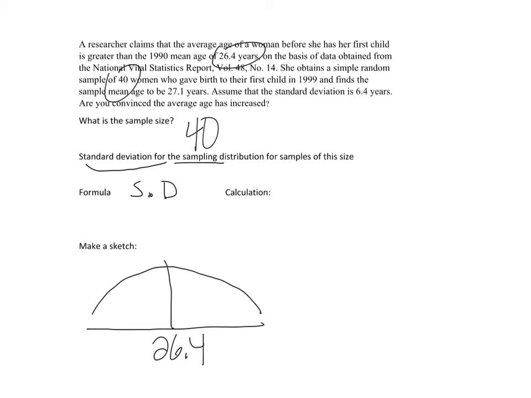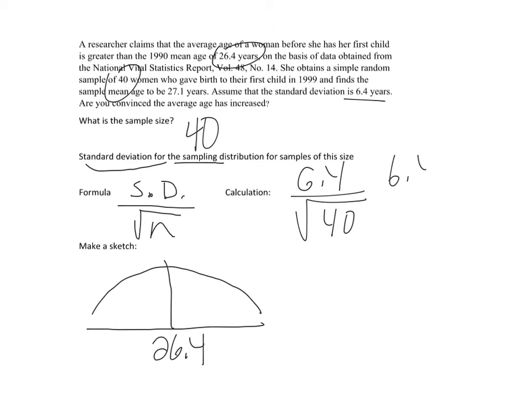The way we get the standard deviation for these sampling distributions is to take the old standard deviation for the entire population and divide it by the square root of the sample size, because as we learned last week, as that sample size gets larger and larger, there's less variation in how those sample means will fall around the true mean. So for this situation, the standard deviation is 6.4. We're going to divide that by the square root of 40.